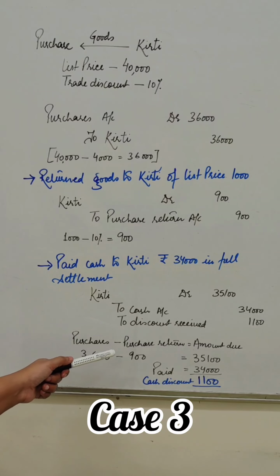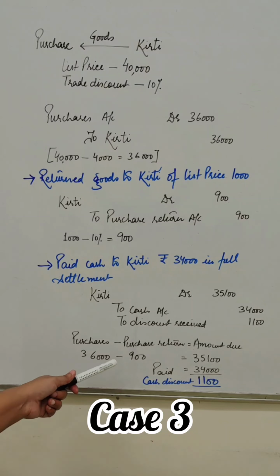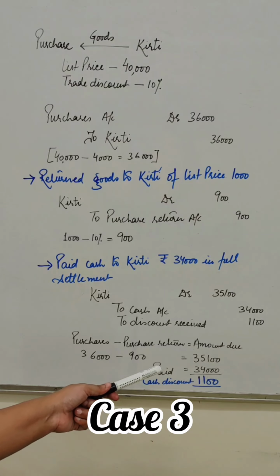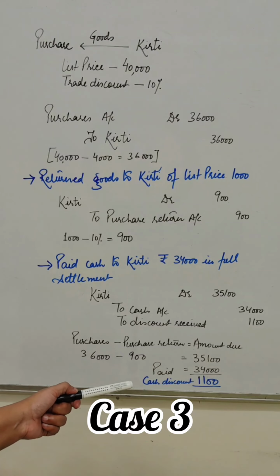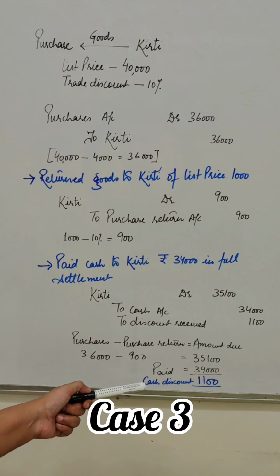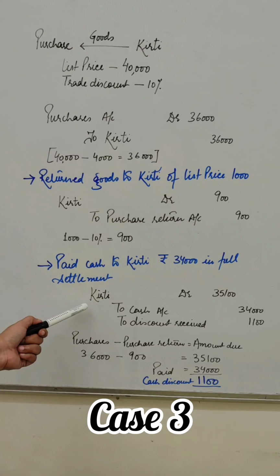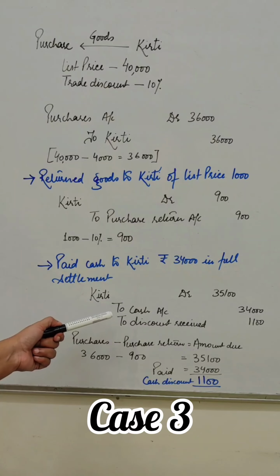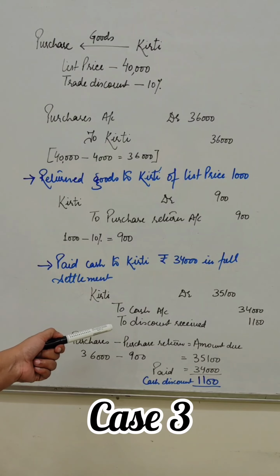Purchases minus purchase return. So the total purchases were 36,000, out of which we have returned goods of 900. So the final amount which is due to her was 35,100 and we paid 34,000. So cash discount received is 1,100. So Kirti debit 35,100, to cash 34,000 is paid after receiving a discount of 1,100.